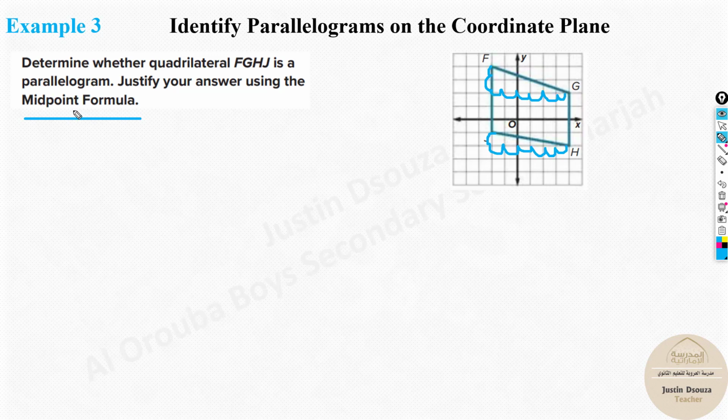But now here, since they have mentioned the midpoint formula, let's do this. If it was a direct question, yes or no, you can just tell no directly. And tell why? Because you can say they are not congruent, they're not parallel. This is not parallel exactly.